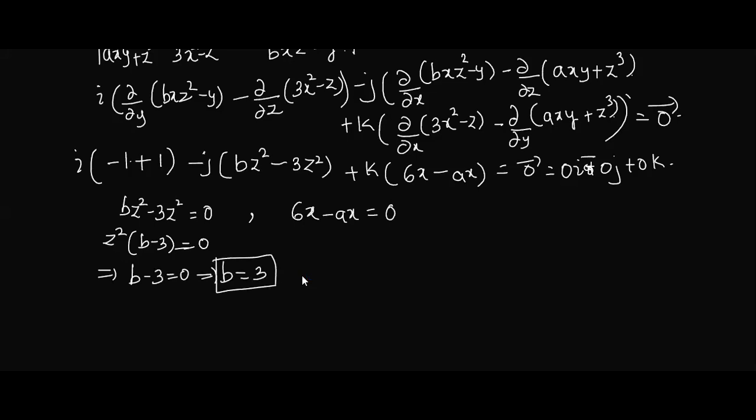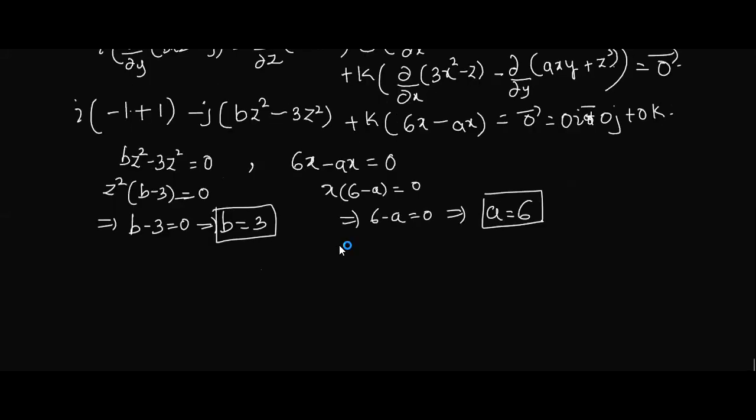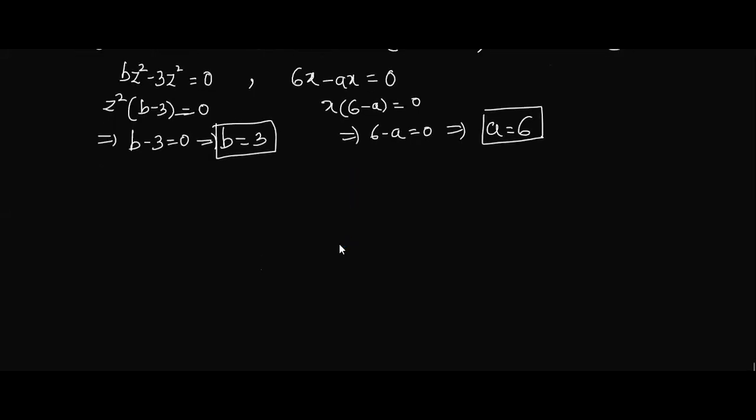b is 3. Similarly here, if you take what is common? x. What do you get? 6 minus a, no? So 6 minus a is 0. 0 means what is a? a is 6. Okay, so this will give you half of the marks allotted. Usually such a problem has some 6 to 7 marks. So 3 to 4 marks will be there till this step.